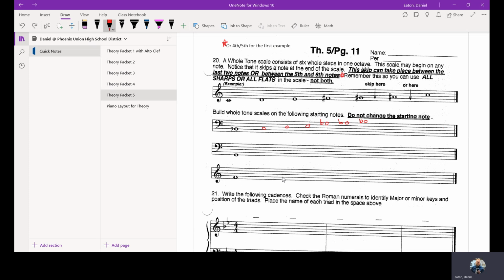For these two, it should work where the skip is happening between the 5th and the 6th and the 6th and the 7th notes for this one and this one, but for that first one, I wanted to make sure I did that for you just because it's kind of a strange one. So copy this one exactly. You guys figure out these two scales. Remember, first one is in bass clef, second one is in treble clef. You should know how to do that for both.